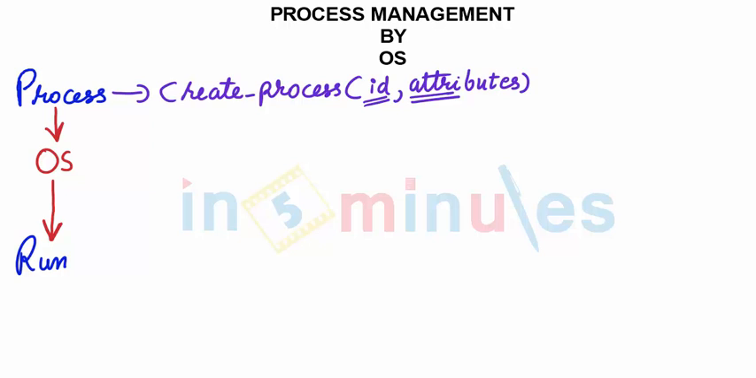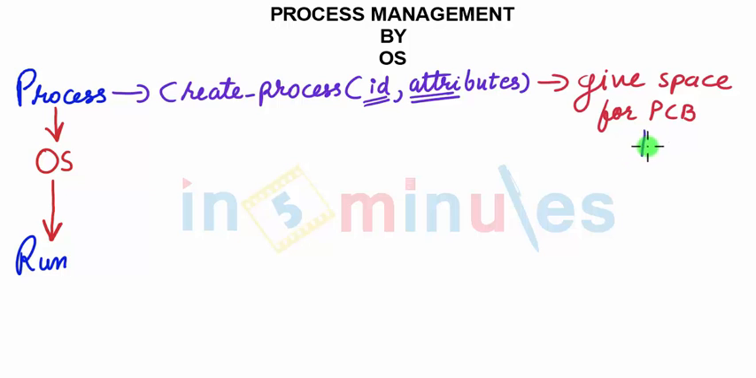Once the process is created, the next job is that we need a PCB. So the first thing you do is give space. Giving space simply answers where I will store my PCB. So giving space for the PCB is the next stage. After giving enough space for the PCB, the obvious next step is create and fill the PCB.